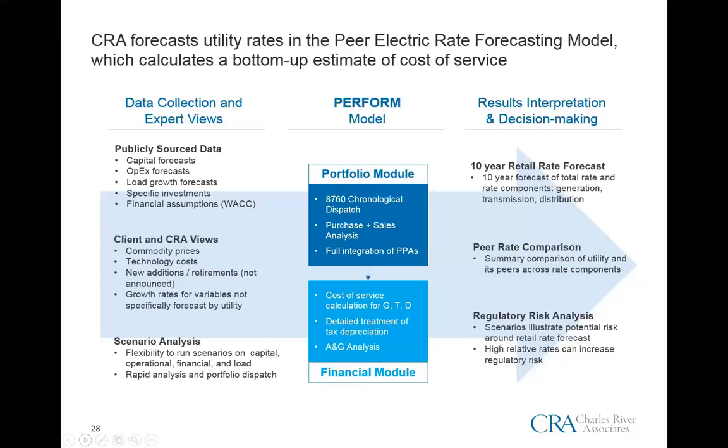We found that this tool can help forecast those retail rates, not only for the specific utility in question, but also their peers, and allows us to flex not only those input scenarios, but other regulatory risk scenarios to take a look at comparative metrics across the board.